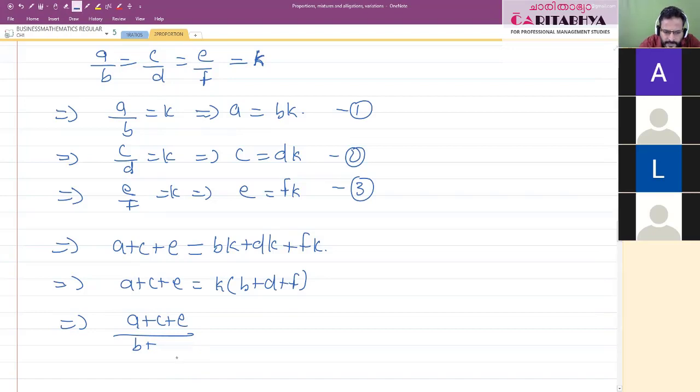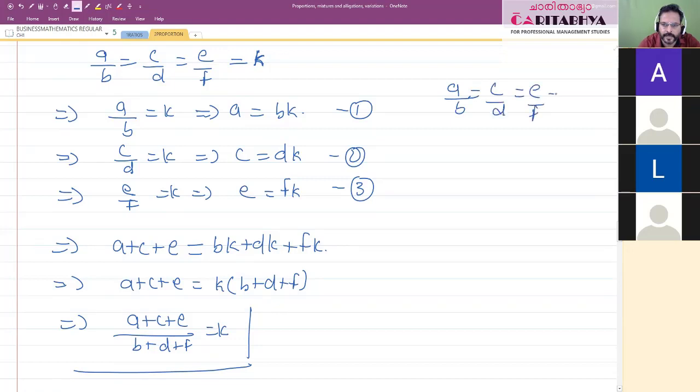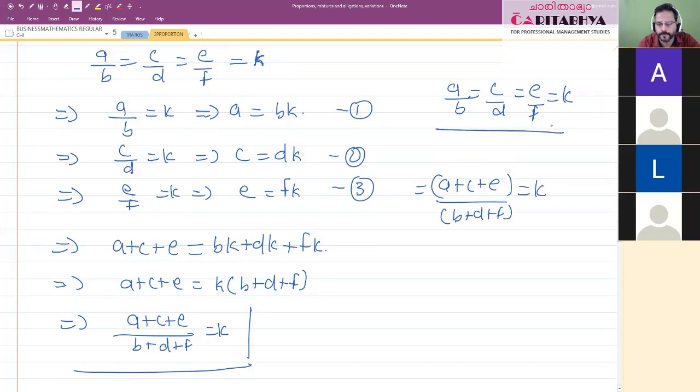B plus D plus F will be equal to K. Proof ആയില്ലേ? സോ അത് നമ്മൾ എടുത്ത എന്തായിരുന്നു? A by B equal to C by D equal to E by F equal to K. സോ നമ്മുടെ അഡെൻഡോ പ്രോപ്പർട്ടി എന്താണ്? അങ്ങനെയാണെങ്കിൽ A plus C plus E, each ratio will be equal to A plus C plus E divided by B plus D plus F. ഇതും എന്ത് തന്നെയാണ്? K. So hence proof. Each ratio will be equal to.